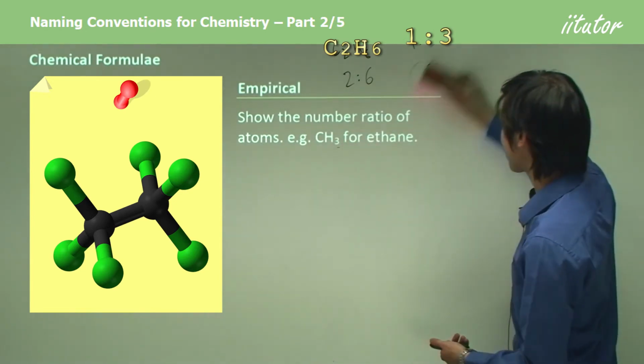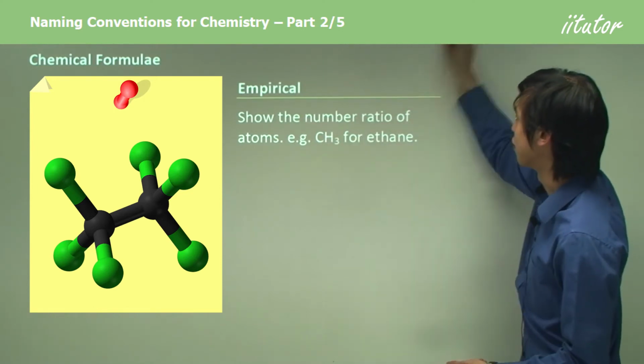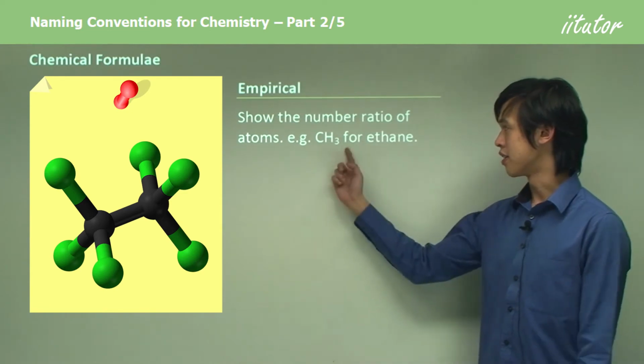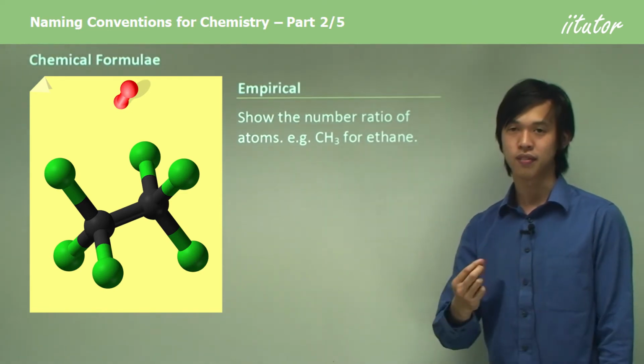Often you won't encounter too many of these empirical formulas, but it's just here to show you in case it does come up. So empirical formula, the lowest ratio, and it's quite confusing when you look at it.